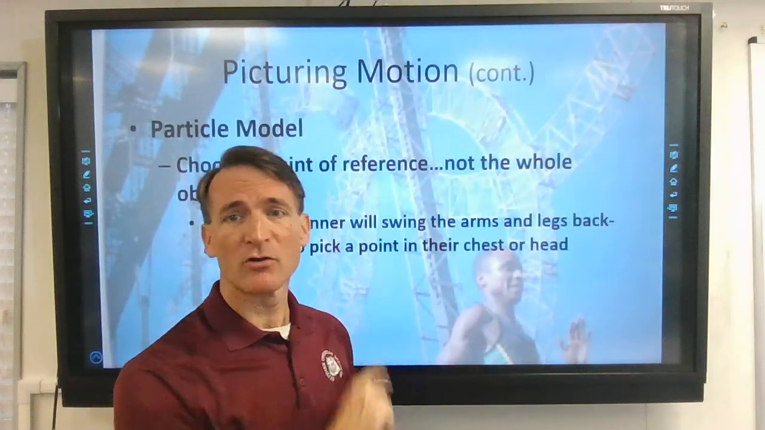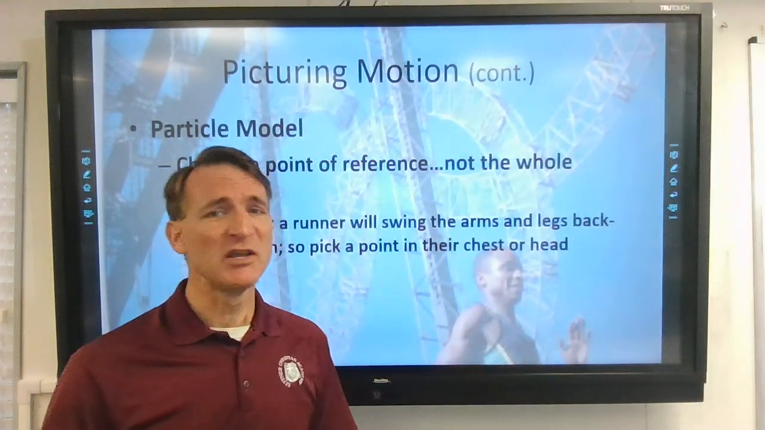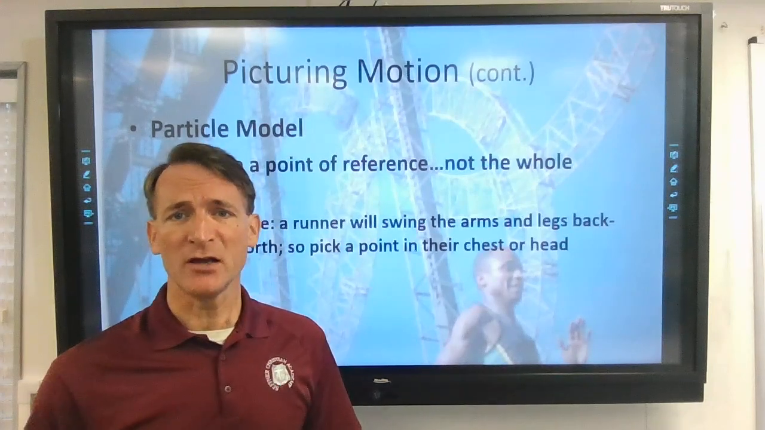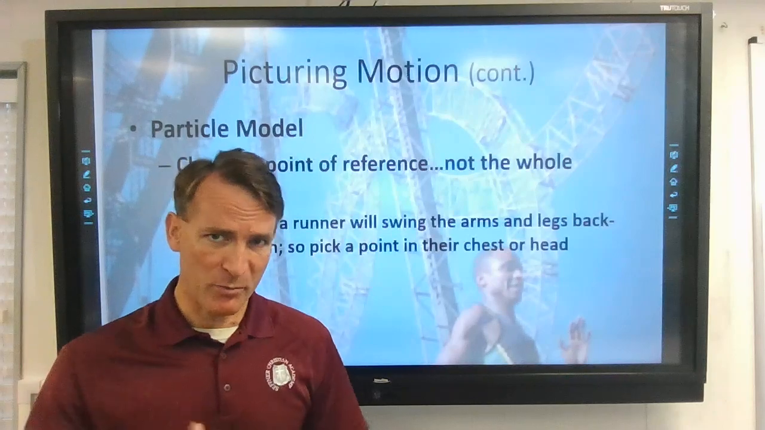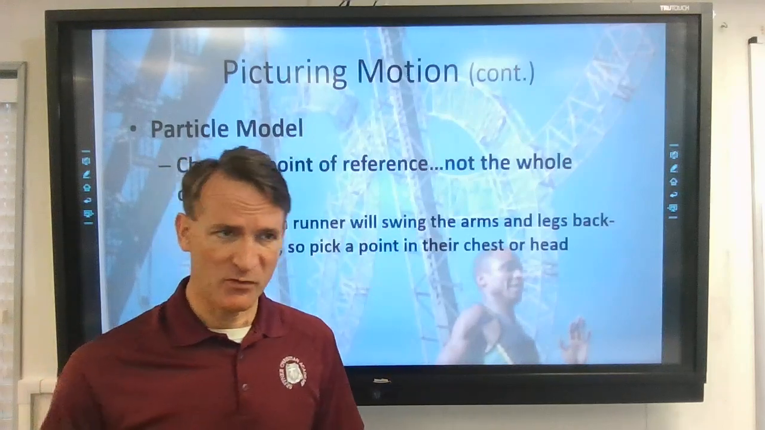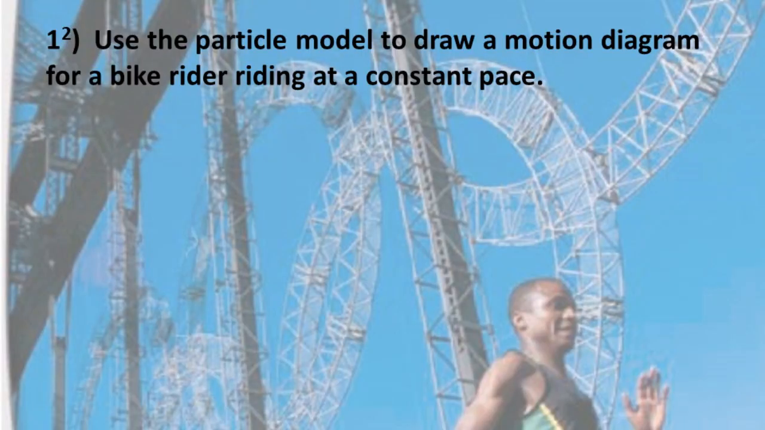We use a lot of particle models when we do motion diagrams because they're easy. You just put a dot on there and you're done. And so you're going to put dots on your paper representing how fast the object is moving or is not moving. So let's take a look at our first problem here.